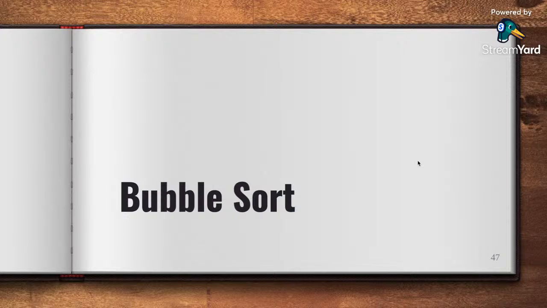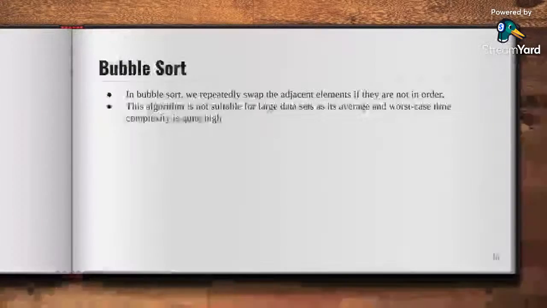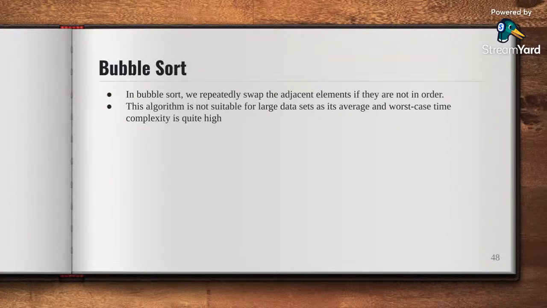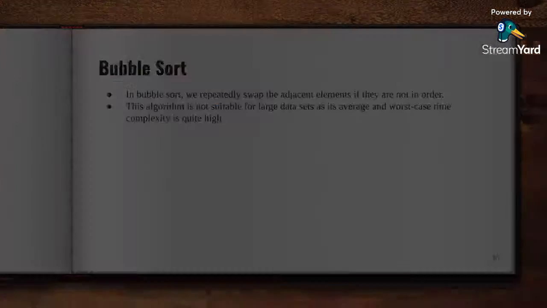Bubble sort. I think in bubble sort, we consistently check the adjacent elements, and if they're not in order, we swap them. So in bubble sort, we repeatedly swap the adjacent elements if they're not in order. This algorithm is not suitable for large data sets, as the average and worst case time complexity is quite high.